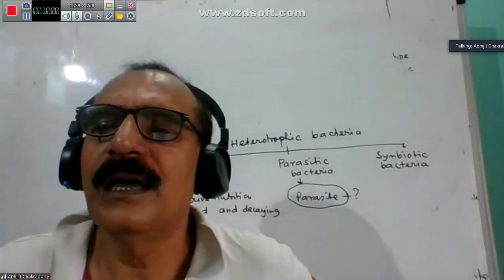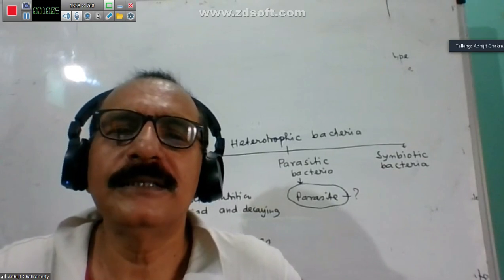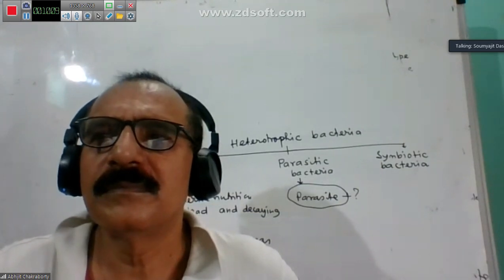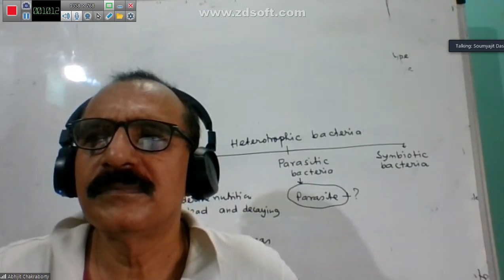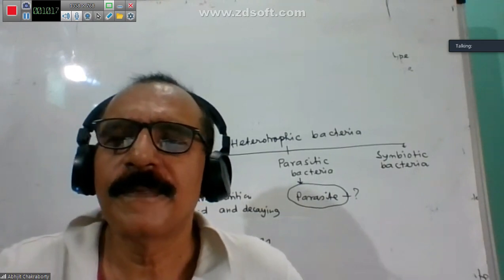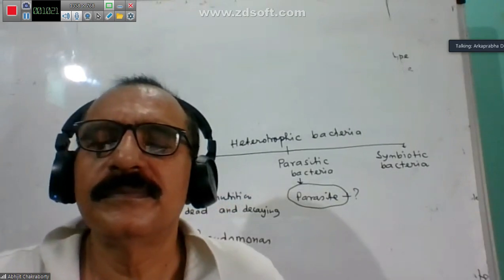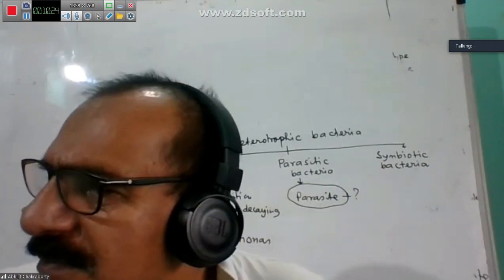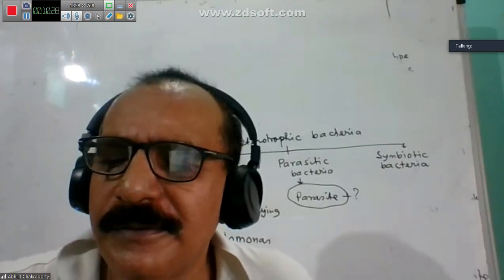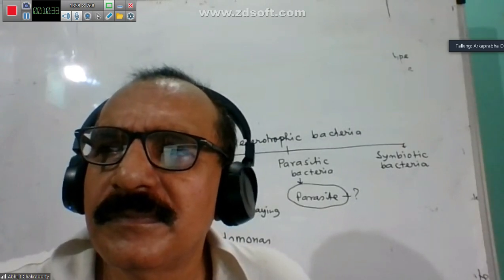Somujit Das, what is a parasite? The organisms which obtain their food and shelter from other organisms without harming themselves are called parasites. Without harming. Okay, Orko Prabhu, you raise your hand. Sir, parasites are organisms which depend on a host organism for their nutrition and shelter.